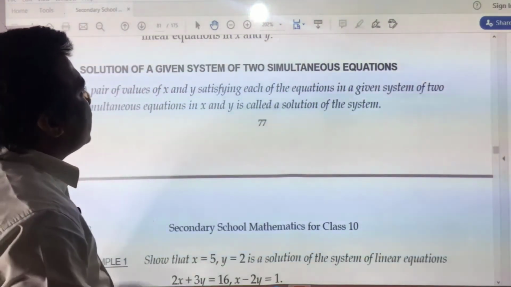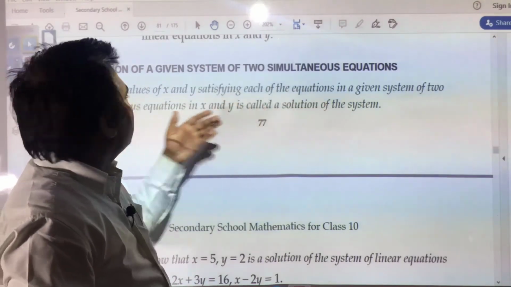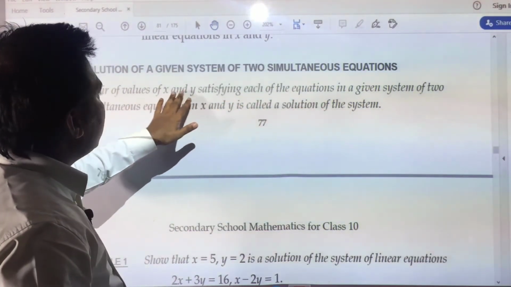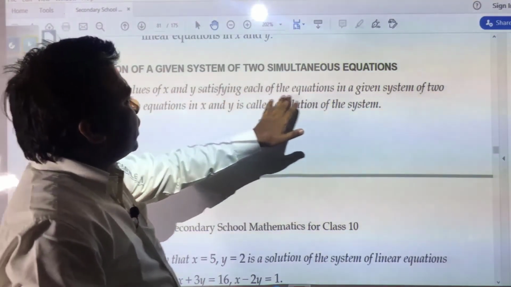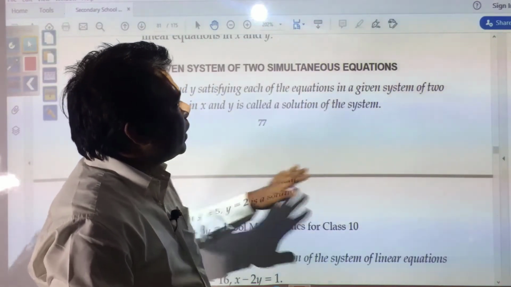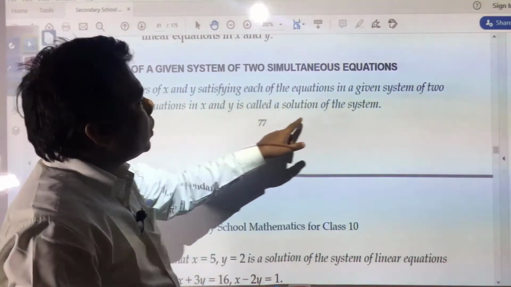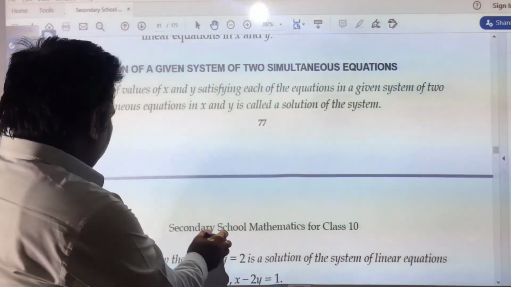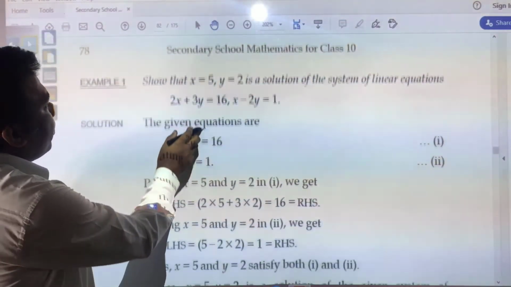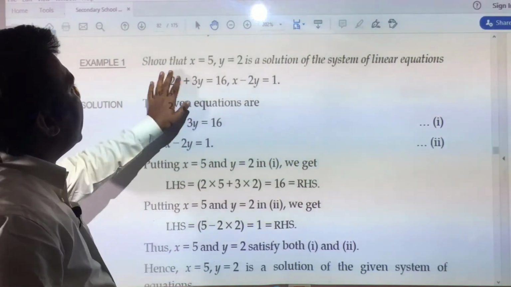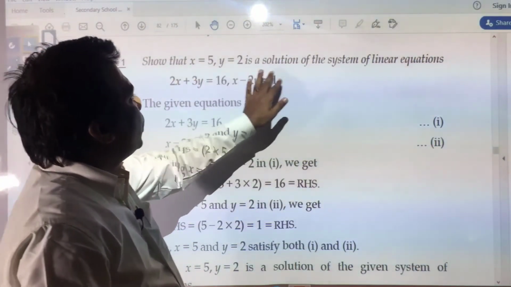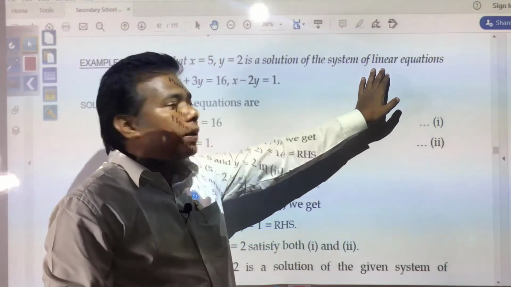Solution of a given system of two simultaneous equations. A pair of values of x and y satisfying each of the equations in a given system of two simultaneous equations in x and y is called a solution of the system. For example, show that x is equal to 5 and y is equal to 2 is a solution of the system of linear equations.